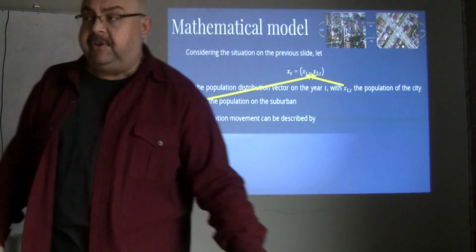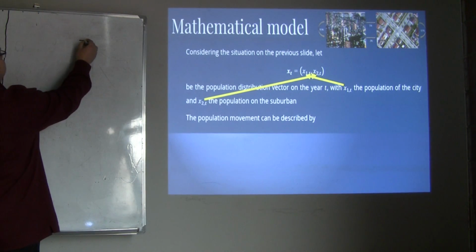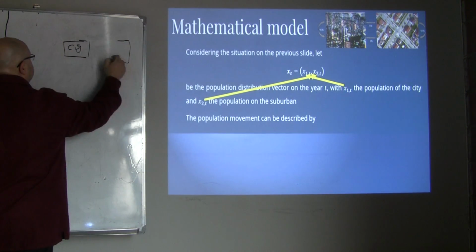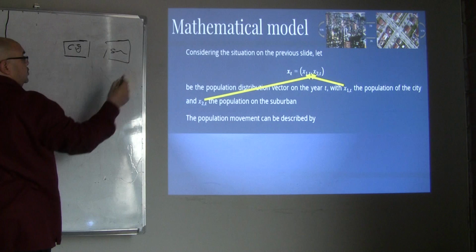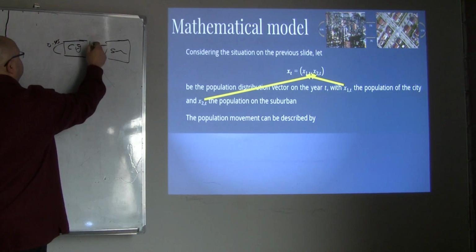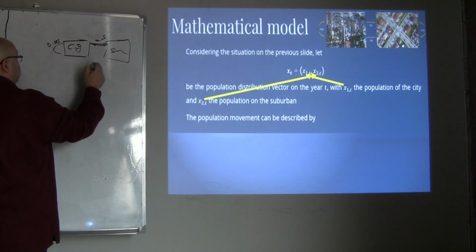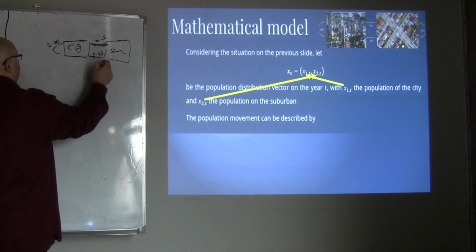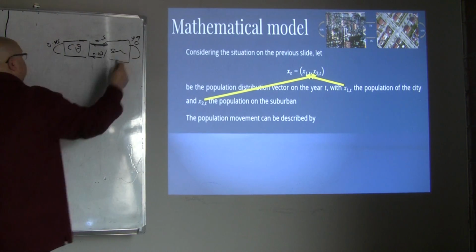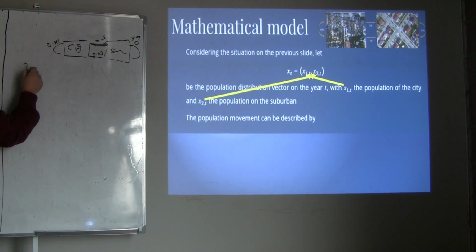If I want to draw something very small, I can consider this is the city and that's the suburbs. As you can see from the numbers, this is 0.95. There is a movement of 0.05 from the city into the suburbs and 0.03 vice versa, where 0.97 of the people of the suburbs stay around. I can write it in this manner.